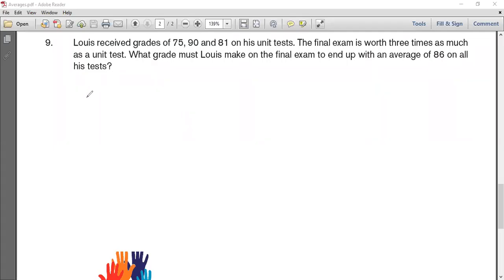Let's read question number 9. Lewis received a grade of 75 and 81 on his unit tests. The final exam is worth 3 times as much as a unit test. What grade must Lewis make on the final exam to end up with an average of 86 on his tests? So, since the final exam is worth 3 times as much, let the score for his final test be 3x because it is 3 times as much.